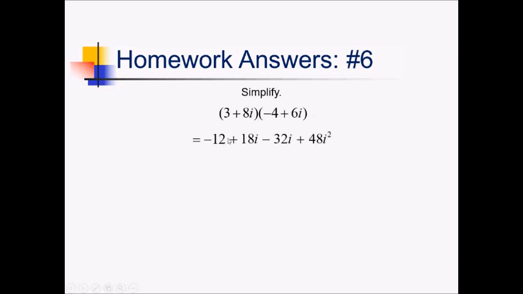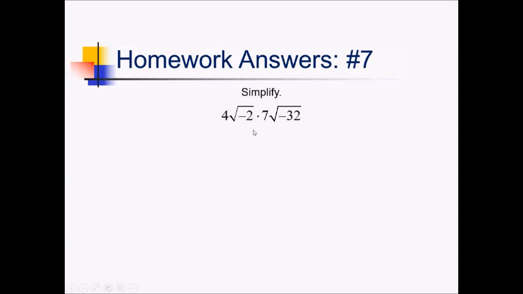So we have a negative 12. We have some i's that we can combine down here. So that's going to be negative 14i in the middle. And last but not least, we have a 48i squared. Now i squared is really negative 1, so we can think of this as negative 48. And then negative 12 minus 48, those can be combined to give us negative 60 along with the negative 14i.